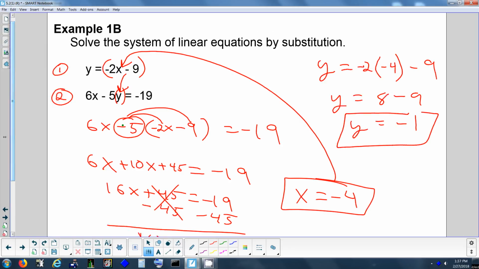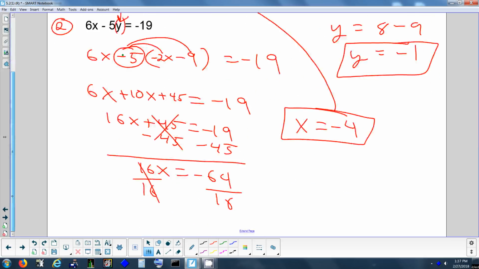Oh, grouping symbols. Yeah. What's 8 minus 9? Negative 1. Now, those are the two answers, but how did we say to write them? Coordinates. So what would the coordinate look like?